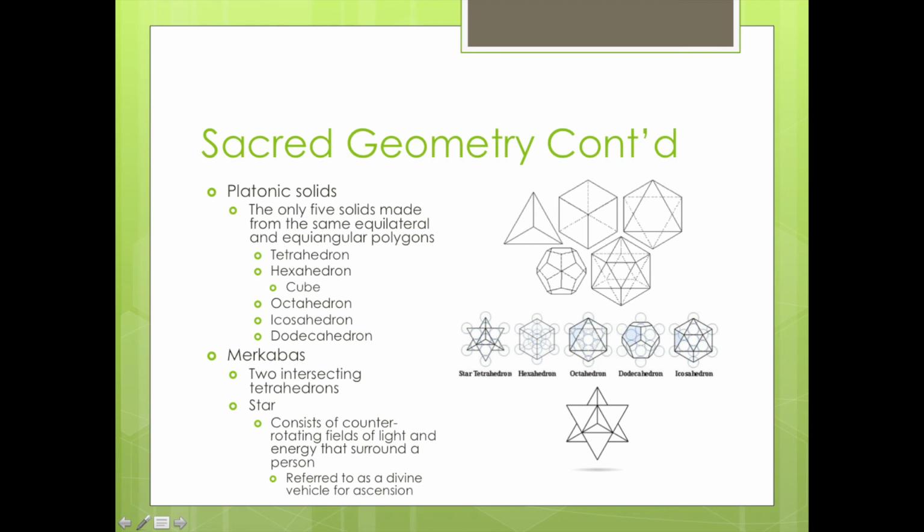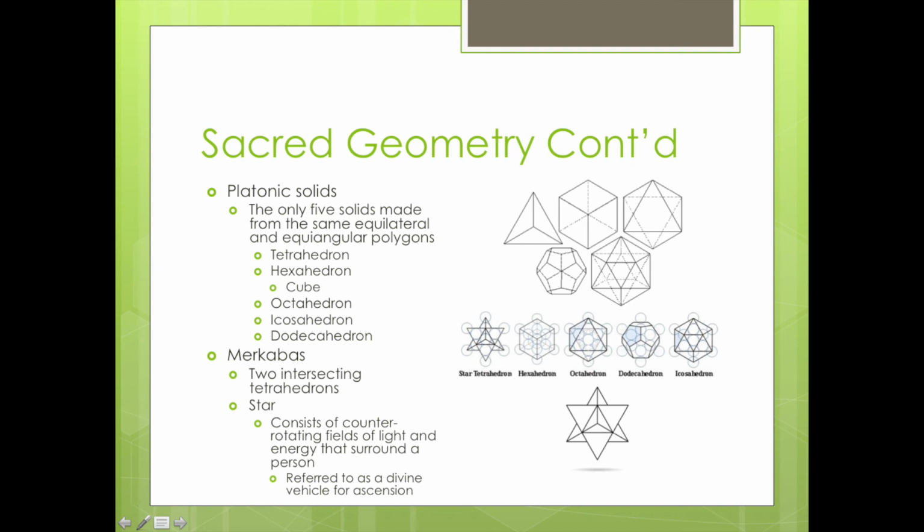So these first 5 shapes are our platonic solids. They are 3-dimensional figures. They are the only 5 solids made from the same equilateral and equiangular polygons. So all of the shapes used to make up the platonic solids are contained within Metatron's cube, which we talked about earlier. The platonic solids are all convex. All of the faces, edges, and angles are identical, and the points all fit exactly inside of a sphere.